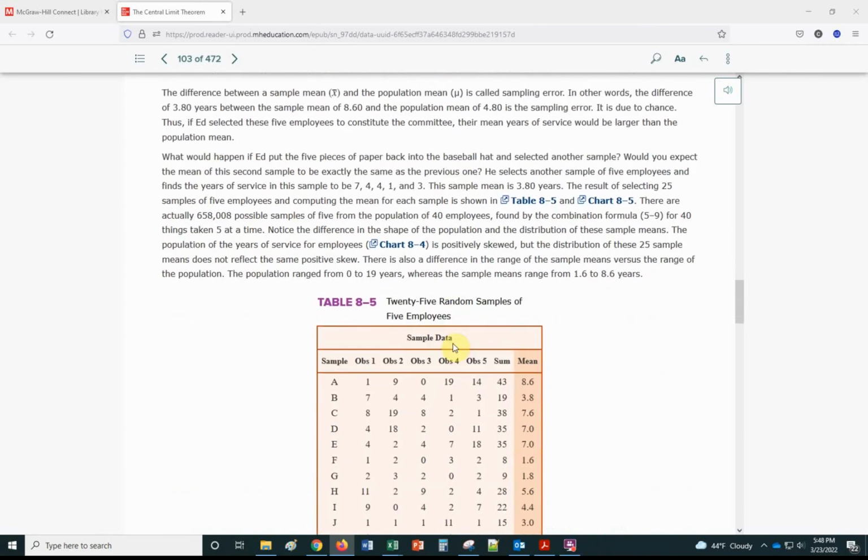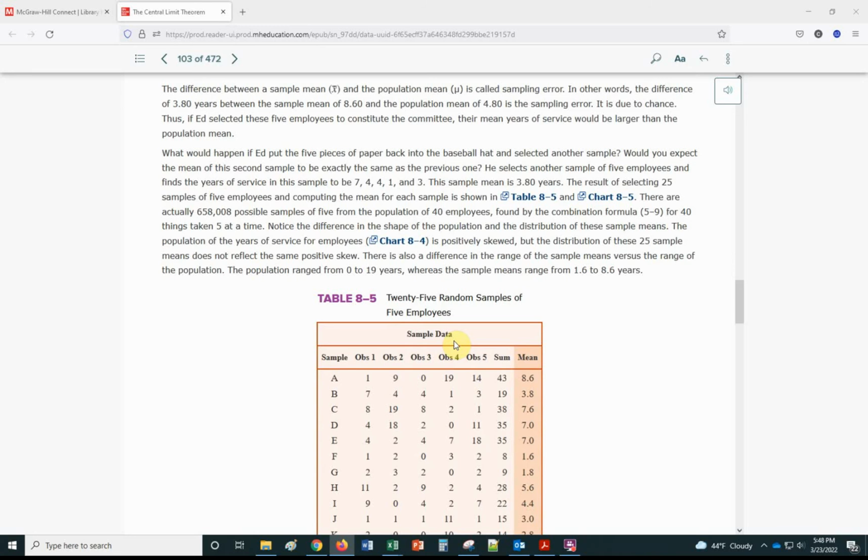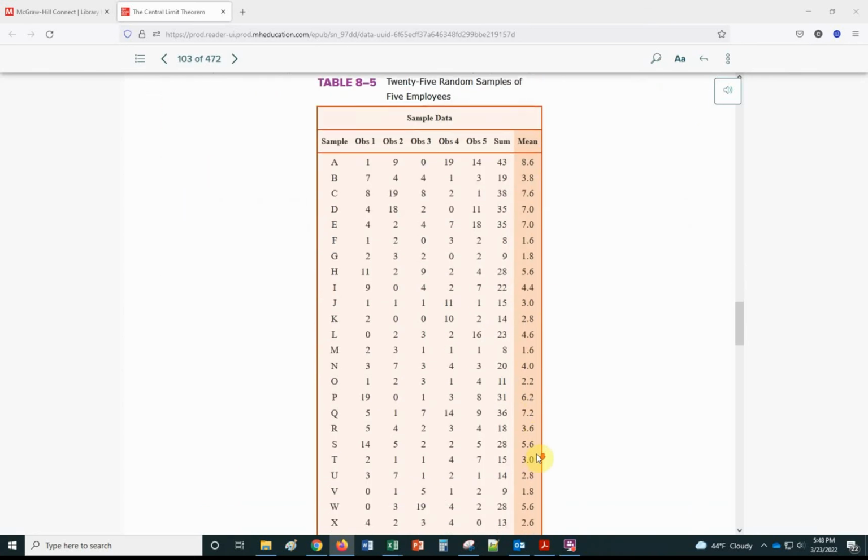All right. Now we take a sample set of 5. We do 5 observations 25 times. And then for each one, we add up the numbers and divide by 5, because that's how many we've got in here. So 43 divided by 5 is 8.6. 35 divided by 5 is 7. Gives you an idea that the math is right. And we end up with these means all the way here.